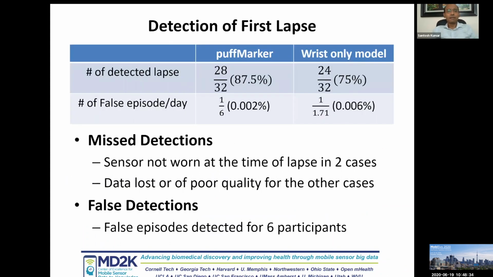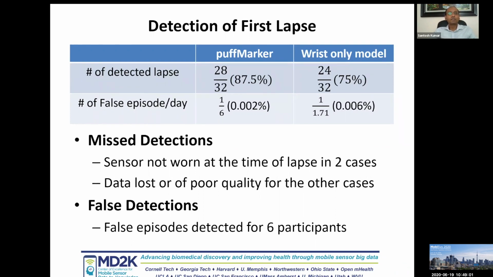So for first lapse, that means those who abstained but then lapsed. Our goal was to detect the first time they lapsed, because that is the clinically meaningful event, and that is the goal, to prevent first lapse in any smoking cessation program. During the first lapse, they may not smoke the full cigarette, they may just take a few puffs. And so it's a little more challenging to detect that first lapse.